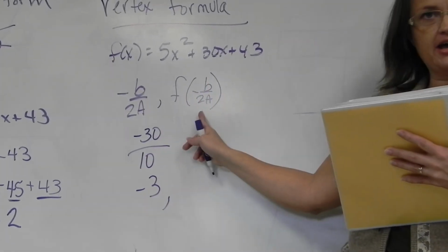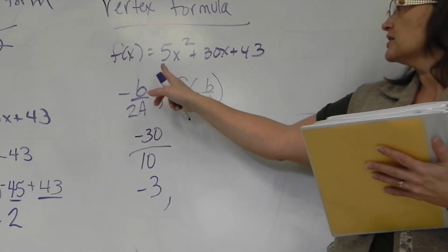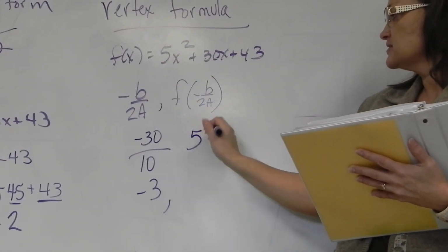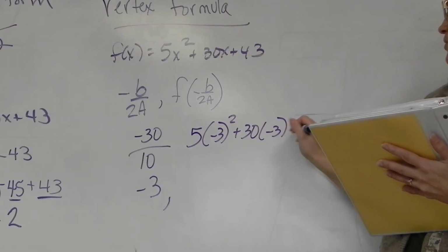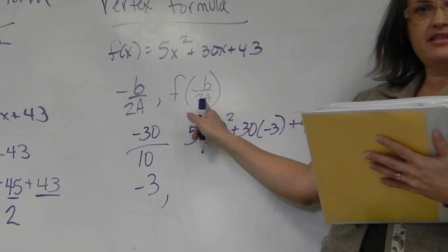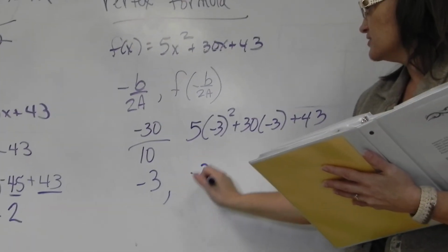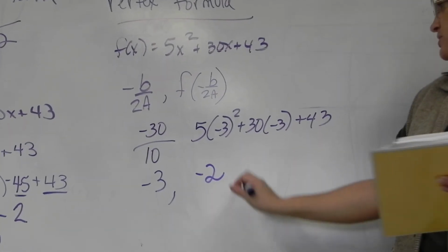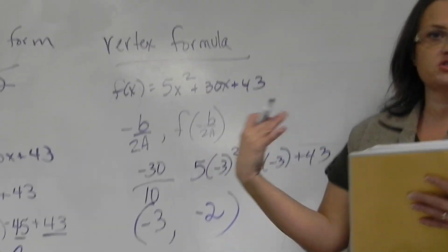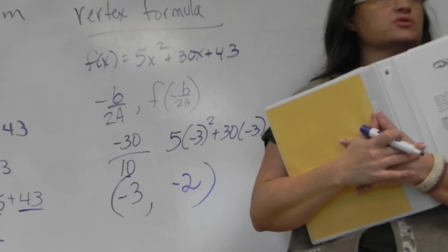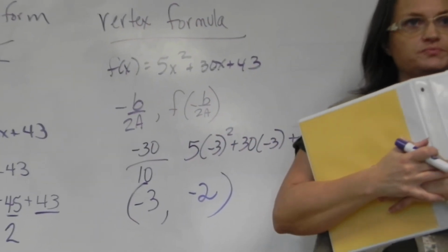And then f of that means now you plug that back into the function for x. So negative 3 back in for x, 5 times negative 3 squared, and so on. That's what f of that is. Plugging that value back into the function, plug it back in for x, work that out, and it is negative 2. So that is your vertex formula. If it's not in the standard graphing form where you can just look at the vertex by the shifting rules, negative b over 2a, and plugging that back into the function will do.